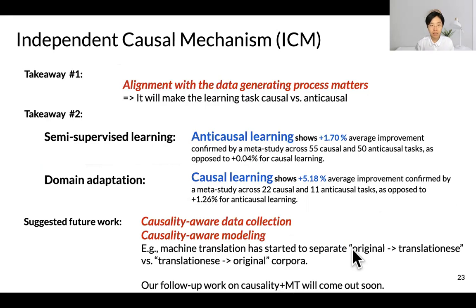So based on this ICM, we aim to convey the following takeaways. One is that alignment with the data generation process matters, because it makes the learning task causal or anti-causal. The other takeaway is that for semi-supervised learning, anti-causal learning will show more improvement than causal learning, whereas for domain adaptation, causal learning will show more improvement than anti-causal learning.